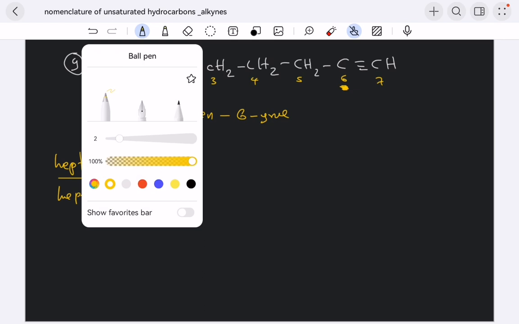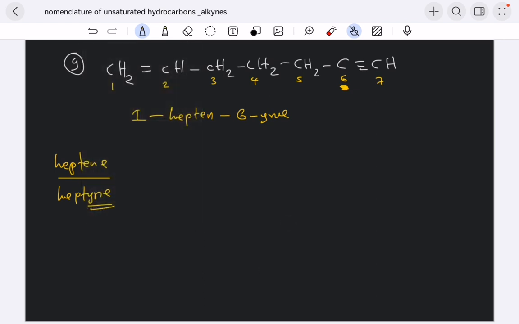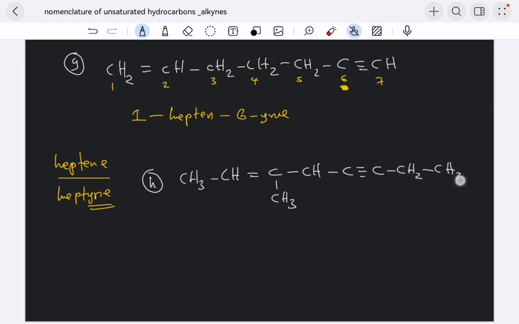Let's look at H, and we'll look at one more last example. So let's say we have CH3, CH, let's say 1, 2, okay, we have a double bond here. We have C and CH. Let's say we have CH3 here. And C, triple bond, C, CH2, CH3.